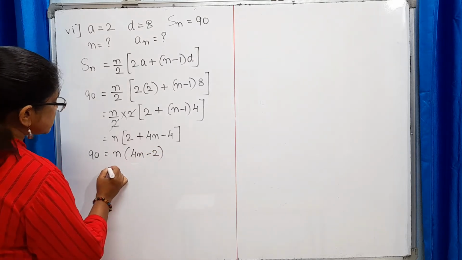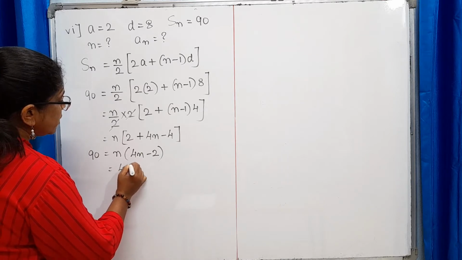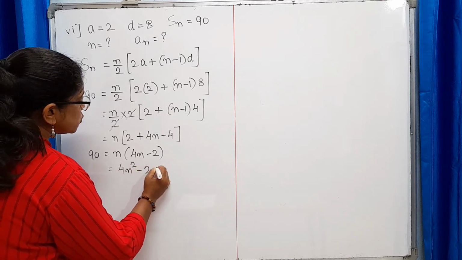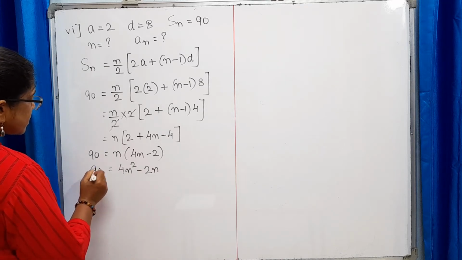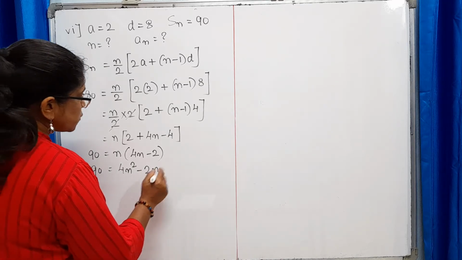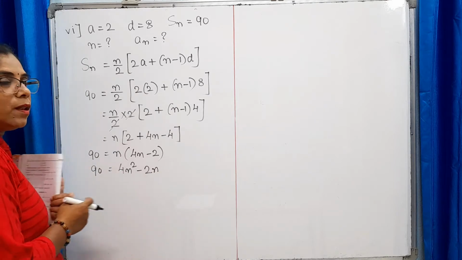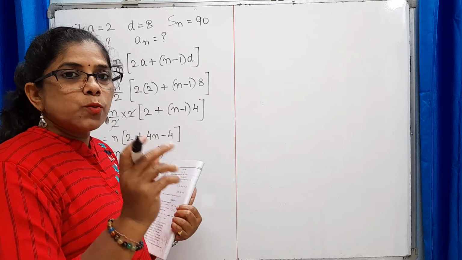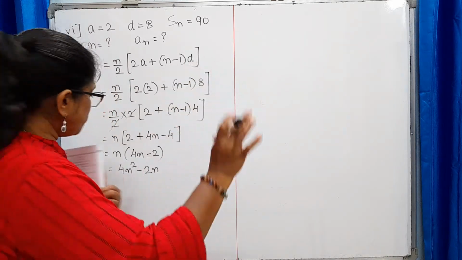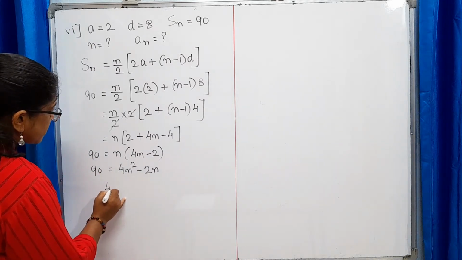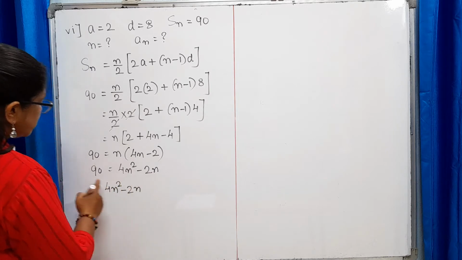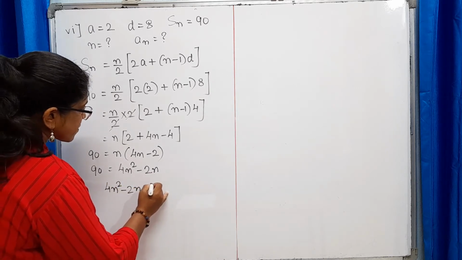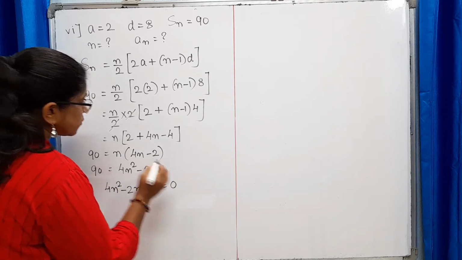Let's multiply this. 4n square minus 2n. So, what we have here? 90 is equal to 4n square minus 2n. We will convert this to one quadratic equation, general form of quadratic equation. 4n square minus 2n minus 90 is equal to 0.